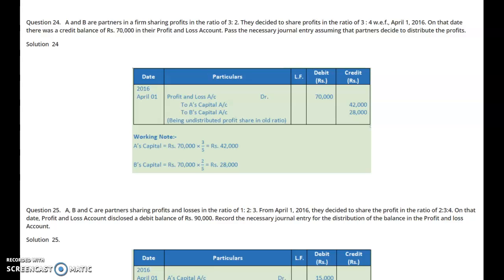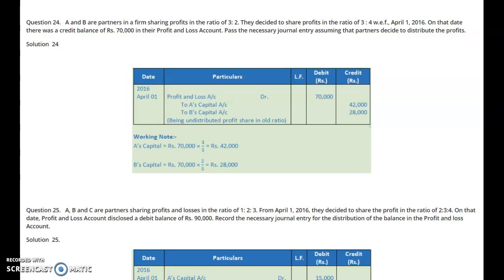I had also shared with you how the revaluation of assets and liabilities is done and how the accounting treatment of revaluation of assets and liabilities is recorded in case of change in profit sharing ratio. Today we will understand some numericals which are very easy with reference to this important aspect. Over to question number 24.